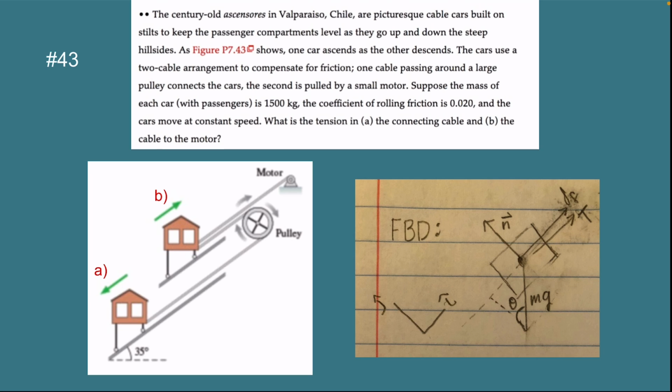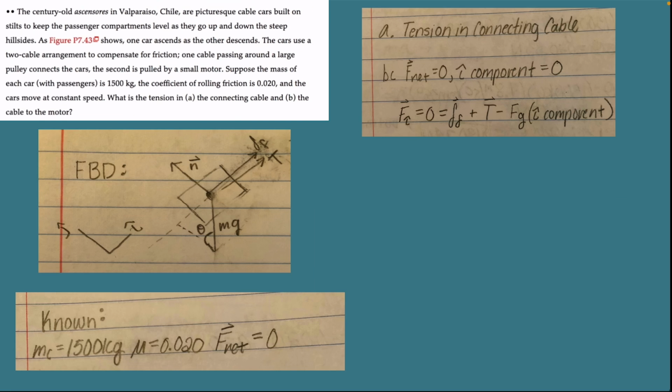It makes it so you only have to break mg into its individual components. Those individual components of mg are going to be mg sine theta in the i direction and mg cosine theta in the j direction. So that's going to be important for later on. But you can see that theta is going to equal 35 degrees. So as I said, that'll be important later on.